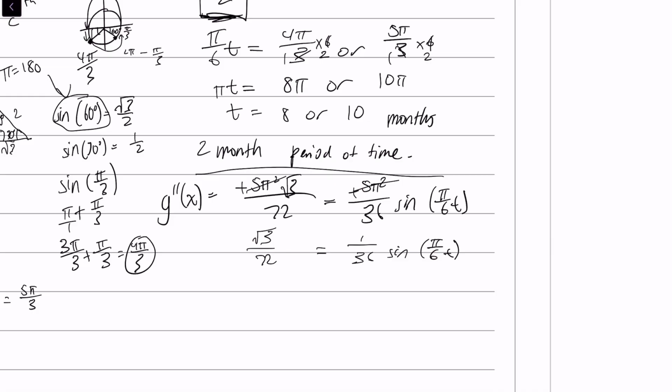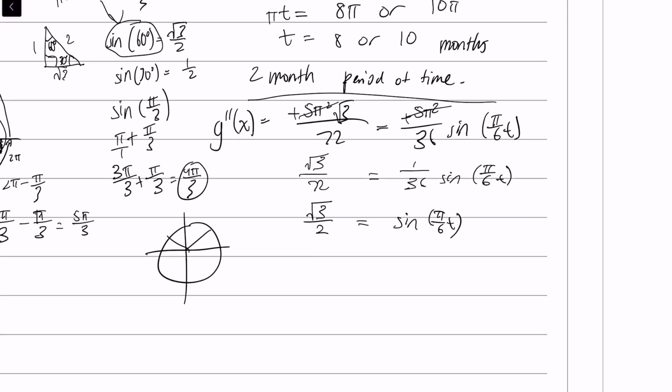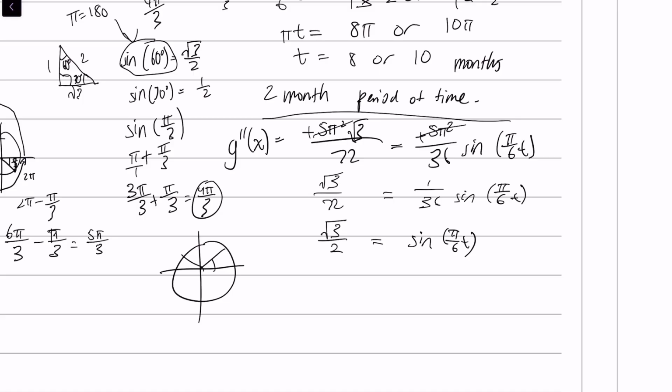And then multiply by 36 on both sides. I'm going to be left with square root of 3 on 2 equals sine pi over 6t. Again, unit circle, I have a positive value for sine, so I'm going to be above my x-axis, and then I'll be working with square root 3 over 2 as opposed to 1 over 2, so sine will be a greater value, so 60 degrees or pi on 3, and then there'll be a pi on 3 as well here, so that'll be simply pi over 6t, which is my inside bracket, so the angle is going to be pi on 3.